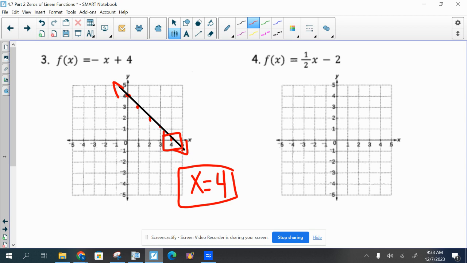Now try number 4. I'll come and check your answer. Good. Yep. If you feel comfortable, you can move on to the word problem after you get your answer.